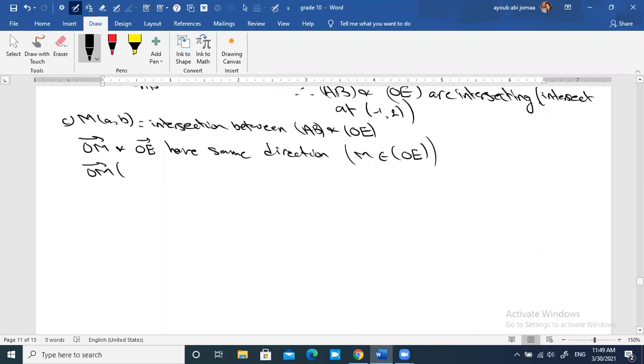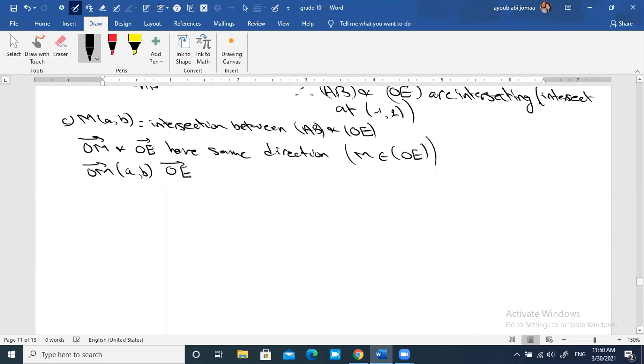OM negative 1, 2. No. M has coordinates A, B. Yes, A and B. So X of OM times Y of OE is 6A. But what are the coordinates of vector OM? And X of OE times Y of OM is minus 3B. Okay, but I'm asking what are the coordinates of vector OM? Yes. It's XM minus XO, so it is A and here B.